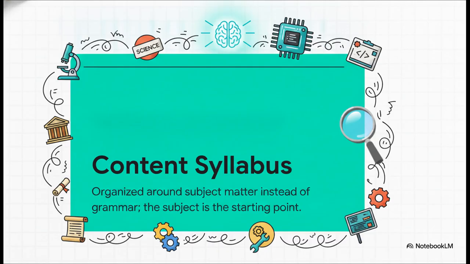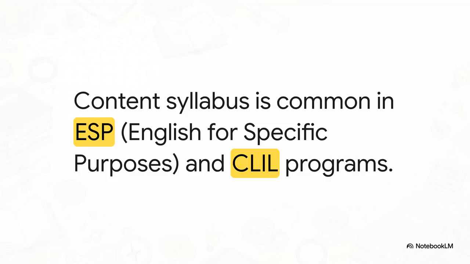In a content syllabus, the subject itself is literally the starting point. And this is such a powerful shift in perspective, right? You aren't just learning English, you're learning English while learning another academic subject, like science, history, computer science, or mechanical engineering. The magic here is that the language is learned completely naturally while the student is just deeply focused on studying that underlying subject.